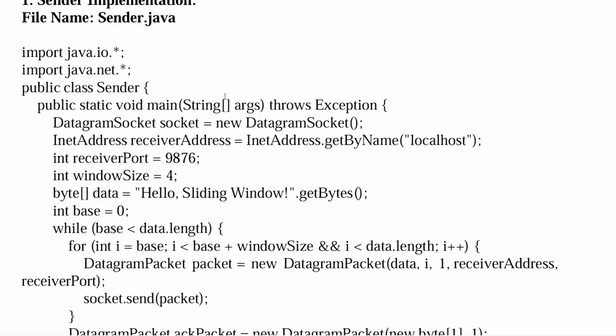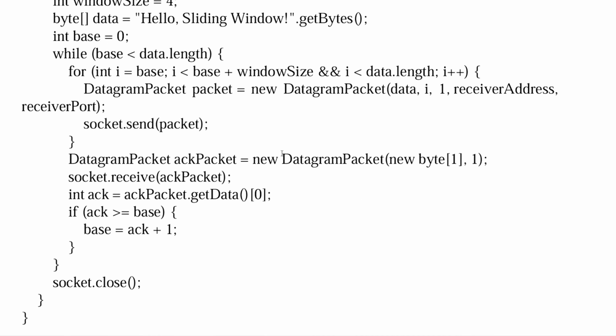So next is slide the window. For sliding the window, the code is: if acknowledgement is greater than or equal to base, base equals acknowledgement plus 1. So here, if the acknowledgement is valid, move base forward. This slides the window.